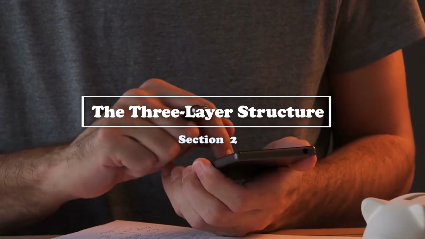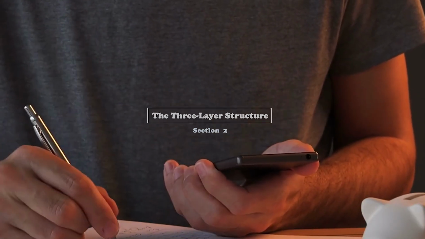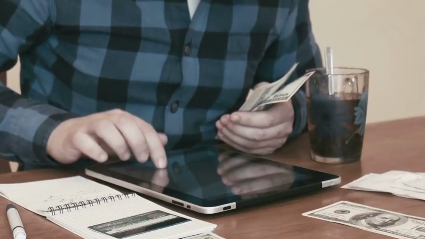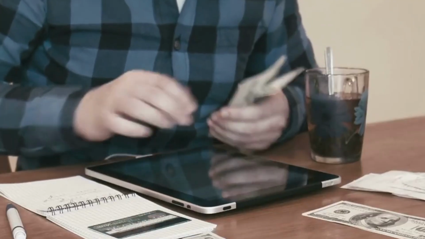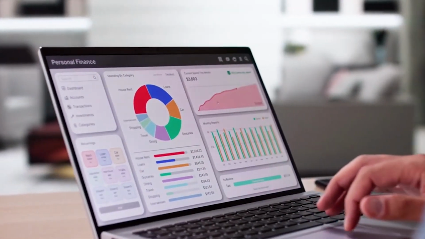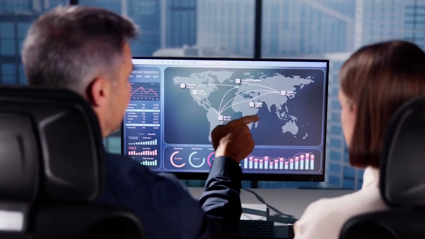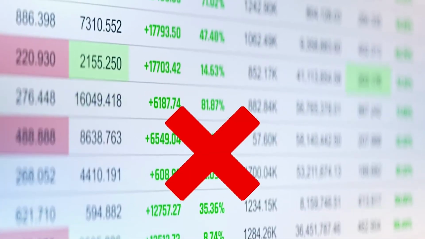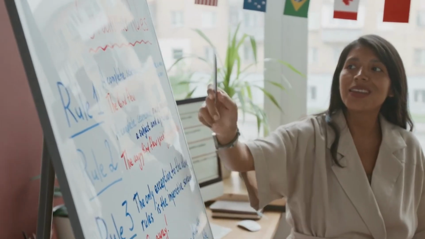Section 2. The 3-layer structure. Every automated income system shares the same basic structure. 3 layers: input, process, output. If any one of these layers is weak, the system fails. Let me show you 2 simple examples.